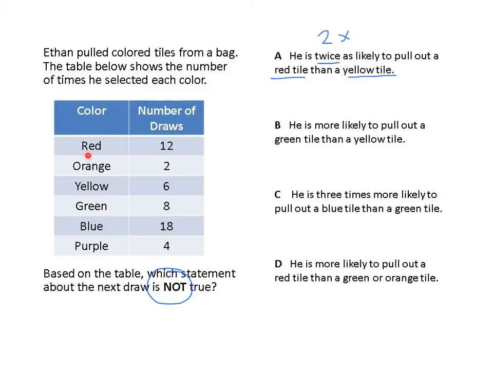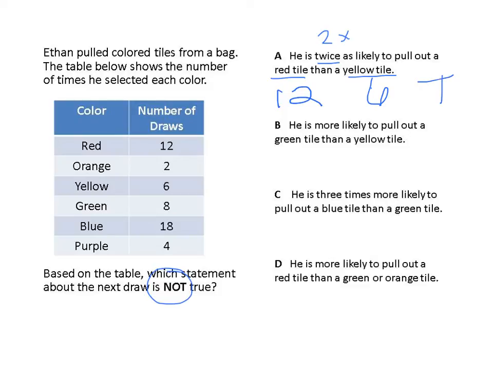How many red tiles were there? There were 12. And we need to examine the table to see how many yellow tiles there were. There were 6. Is red 2 times 6? Is 12 2 times 6? Yes, so this one is a true statement.